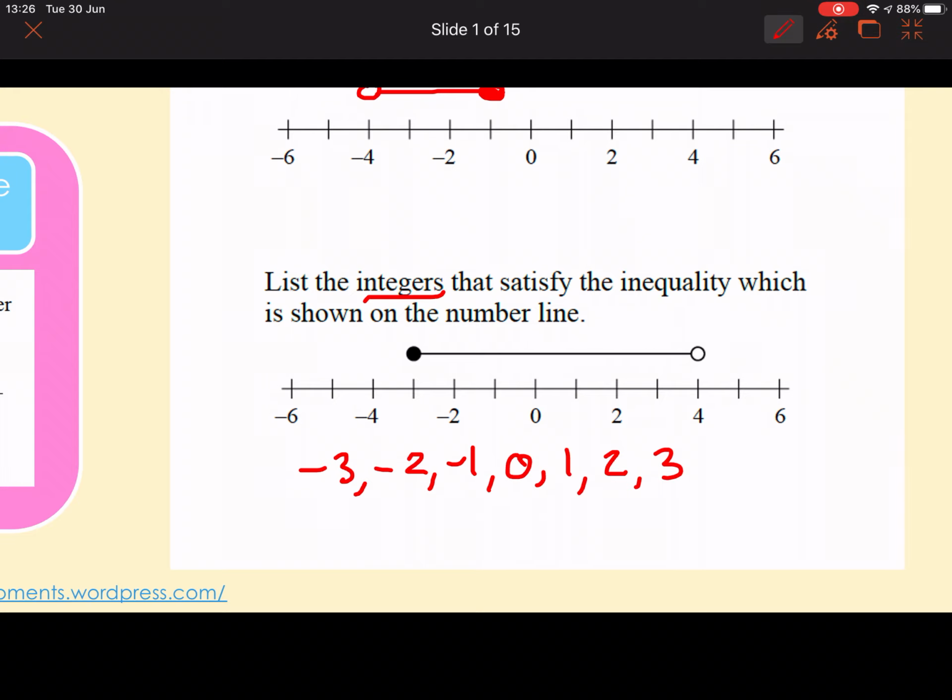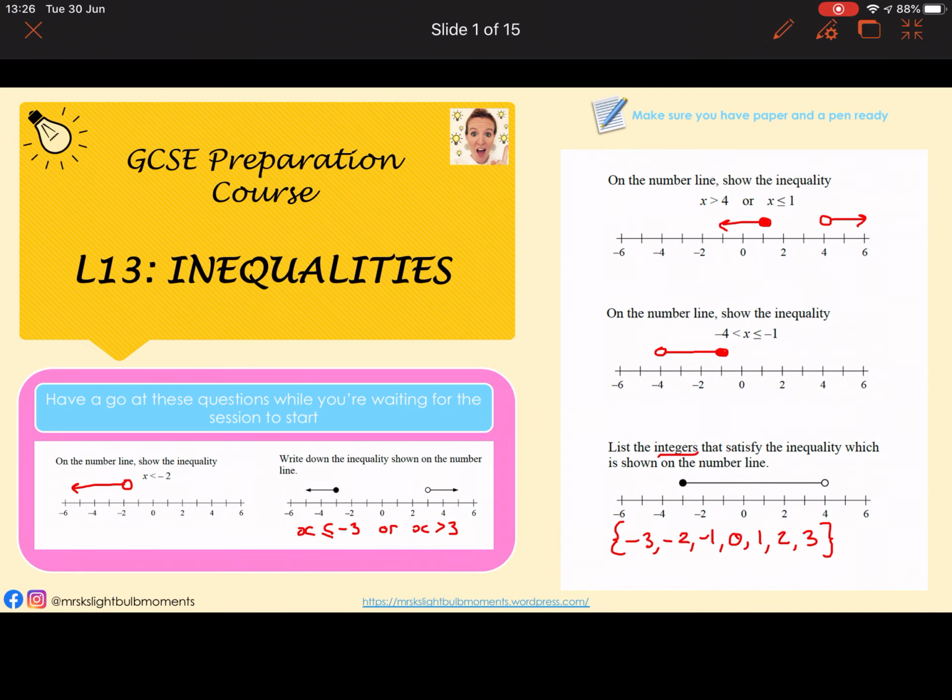Okay, to write that in set notation, you just use a curly bracket for listing a set, and you've got it. You've got your set of numbers. But again, I'll go through that in a bit more detail. All right, hope that was a good quick recap.